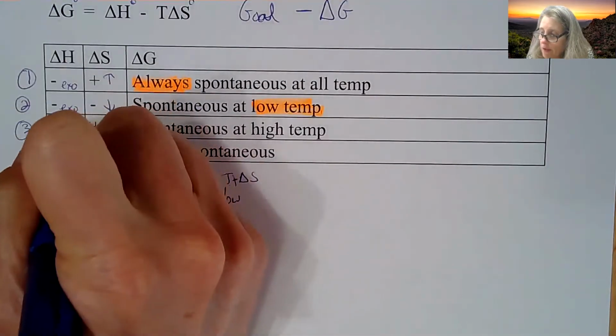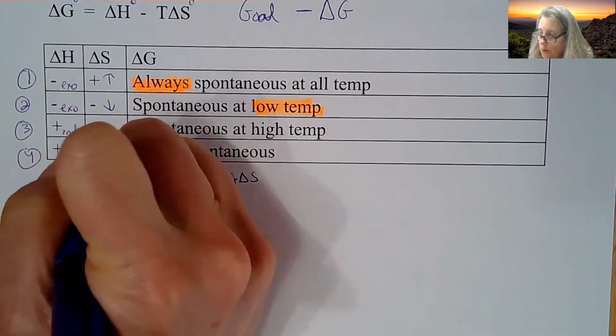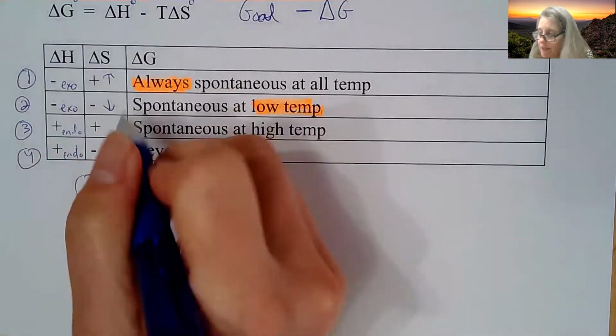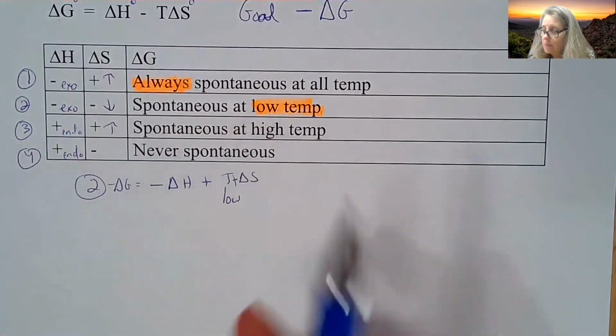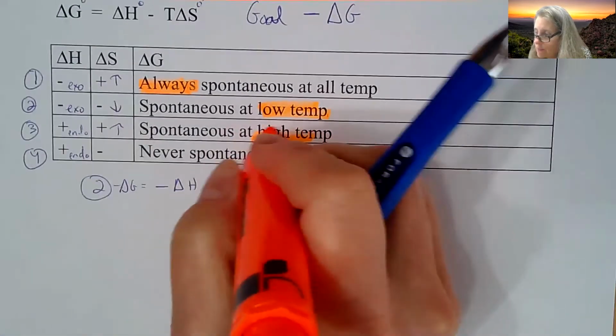So what if we have endos? Well, we know endos work, but what if we have an increase in chaos? It will be spontaneous at high temperatures.